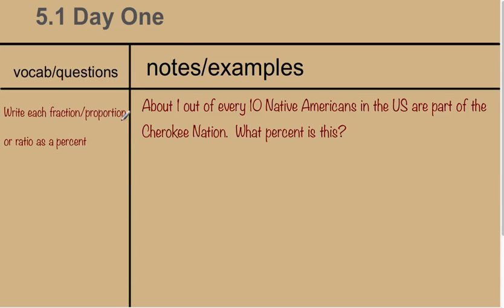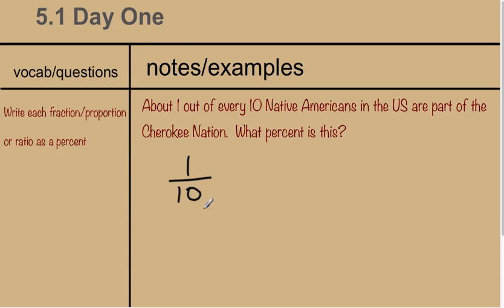Write each fraction or proportion as a ratio as a percent. So, about 1 out of every 10 Native Americans in the U.S. are part of the Cherokee Nation. What percent is this? So I have 1 out of 10. Remember our ratios. This isn't already out of 100. So what do I do with this?